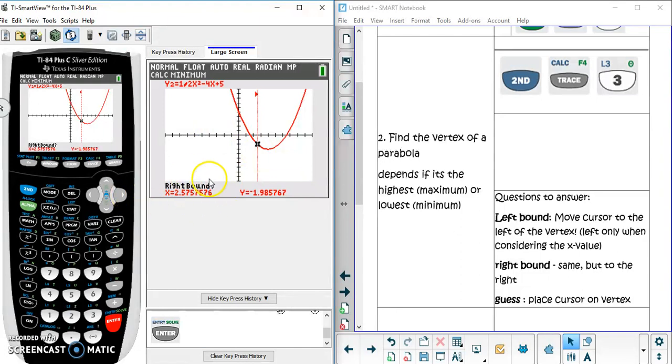It wants me to put a boundary on the right-hand side too. So I'm just going to move my cursor a little bit right past the vertex and say, hey, don't search past here. If you go further right than here, you're not going to find it. The last question it wants to know is, where do you think it is? Just put me really, really close to it. So we've told the calculator it's somewhere in between here, and we think it's right there. And it'll do all the rest of the work to find the exact value. So then I hit enter.